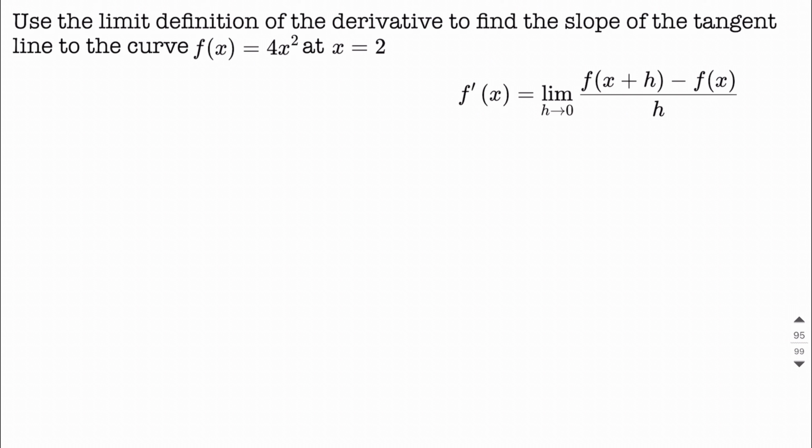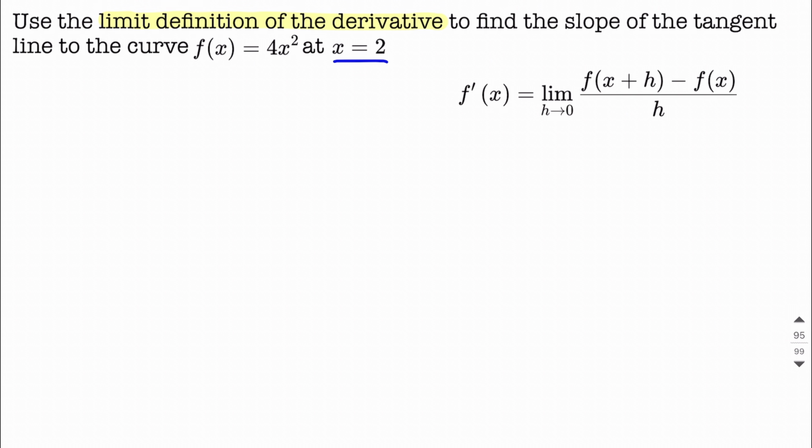Okay, on this problem, we're going to use the limit definition of derivative to find the slope of the tangent line to the curve f of x equals 4x squared at the specific value of x when x equals 2. So I've gone ahead and listed out our limit definition of derivative on the right-hand side, and the slope of the tangent line is equivalent to the derivative evaluated at that specific value of x.